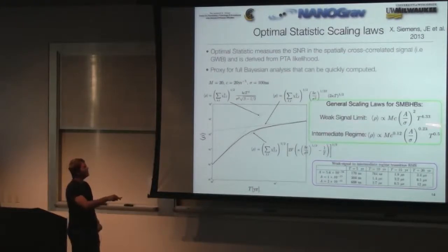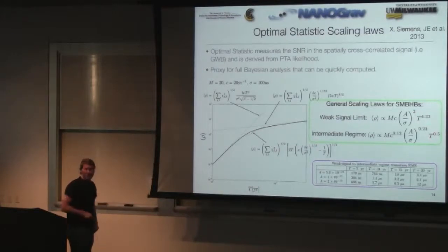And so then you start to hit this intermediate regime. This is basically when your signal is about equal to the intrinsic noise in the pulsar. So this is really the regime that you would make a detection in. And you can see this scales a lot differently. M is the number of pulsars, so it still scales linearly with the number of pulsars. A is the gravitational wave amplitude. Sigma is basically the RMS uncertainty in your residuals, and T is the observation time. So now instead of scaling like T to the 4, it scales like T to the 1/2.